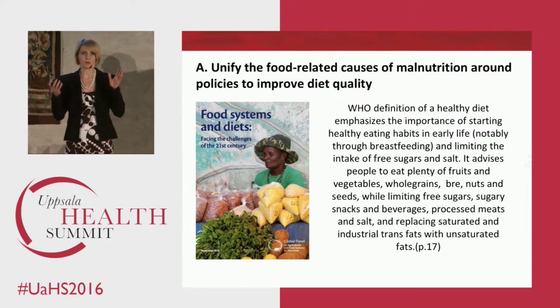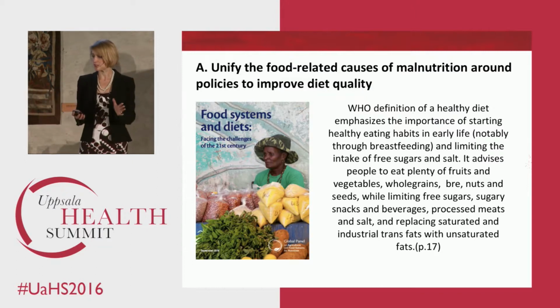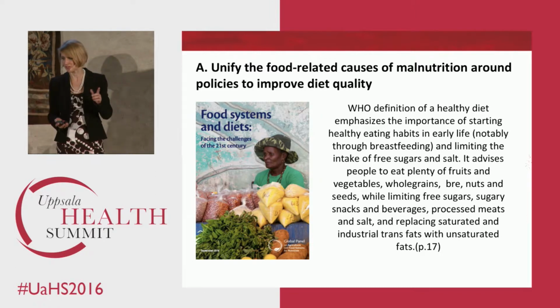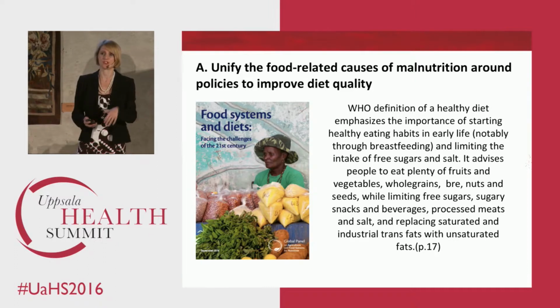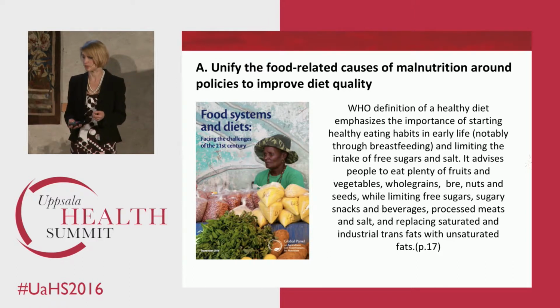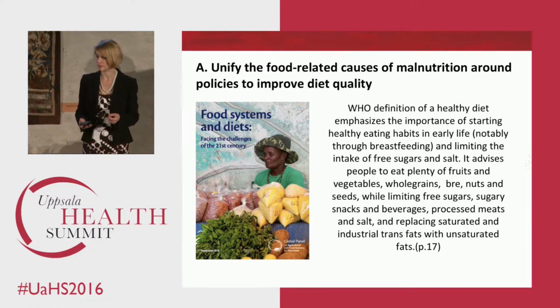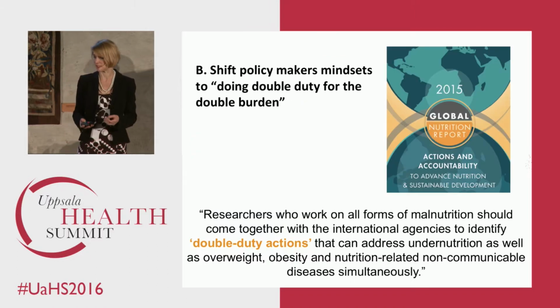So first, what can food policy do? Well, first of all, we need to unify the food-related causes of malnutrition. They're not all about food. We know that: physical activity, water, sanitation, breastfeeding, etc. But the food-related causes around diet quality, and focus on improving the quality of diets for everyone. That's critically important. This is a report that came out very recently from the Global Panel on Agriculture, Food Systems and Nutrition, which I contributed to, which goes over some of these issues.